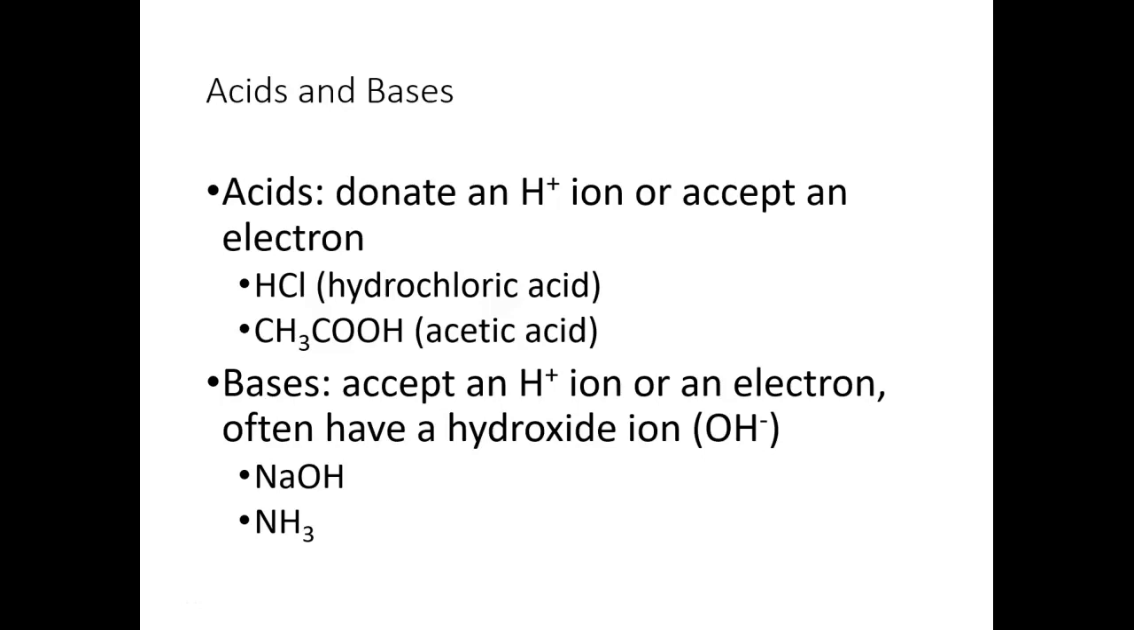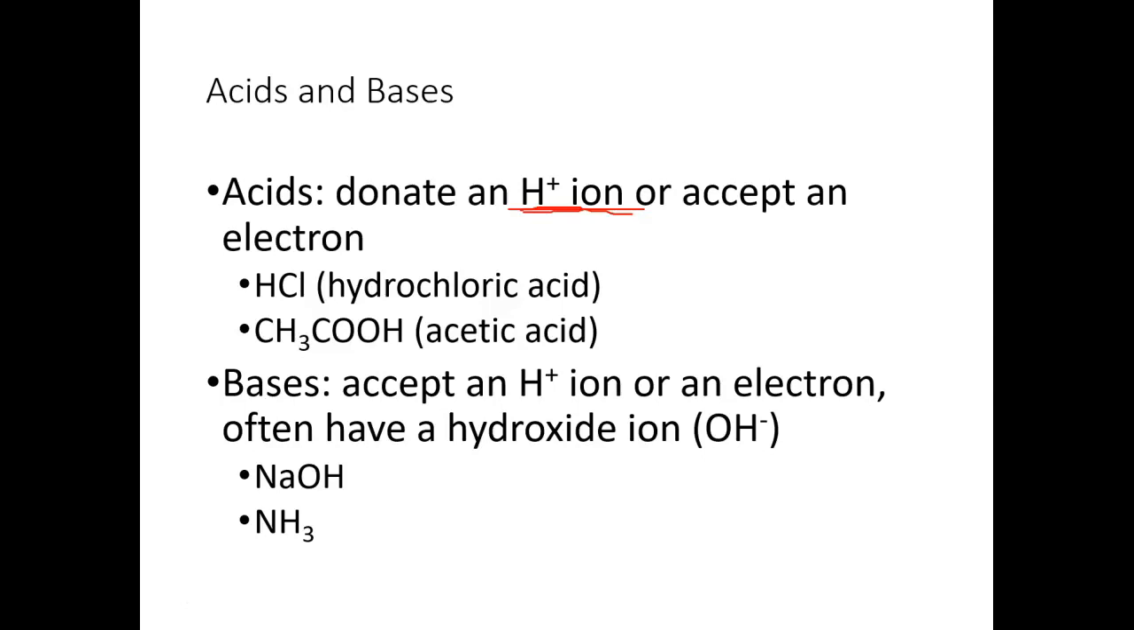When we take a look at acids and bases, it's important to first identify what is an acid and what is a base. An acid, we're going to be working with the definition that talks about acids as being hydrogen ion donors. So they give off a hydrogen ion or they accept an electron. So all the ones that we're going to be working with are hydrogen ion donors. So that means that they have to have an H+ ion in the formula.